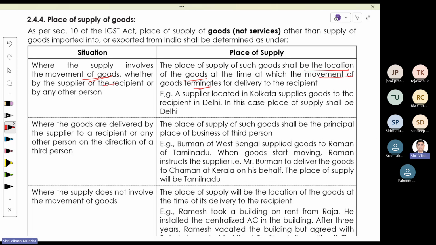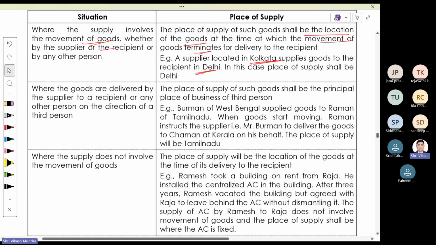Suppose a supplier located in Kolkata supplied goods to the recipient in Delhi. That means goods are moving due to that supply, from Kolkata to Delhi. That means goods are destined to Delhi, so the place of supply would be considered as Delhi. This transaction is between Kolkata and Delhi, so it is considered an interstate supply. On this transaction, we are supposed to levy IGST.